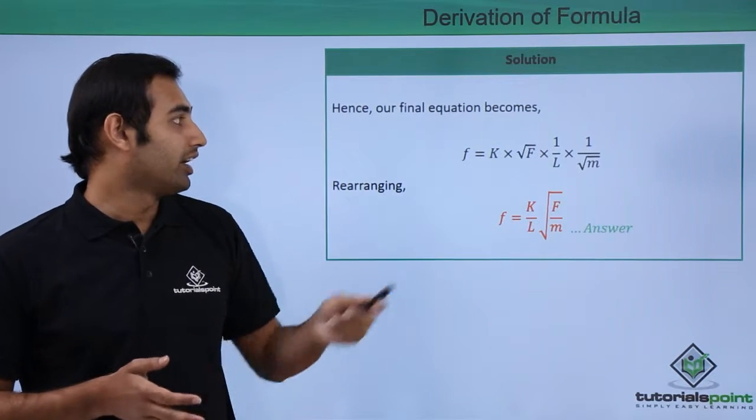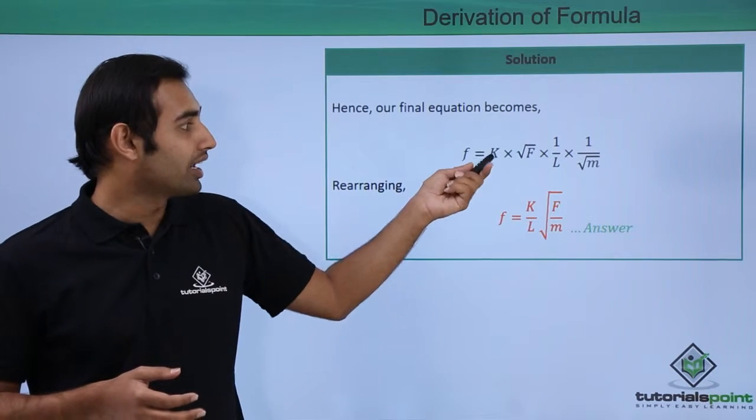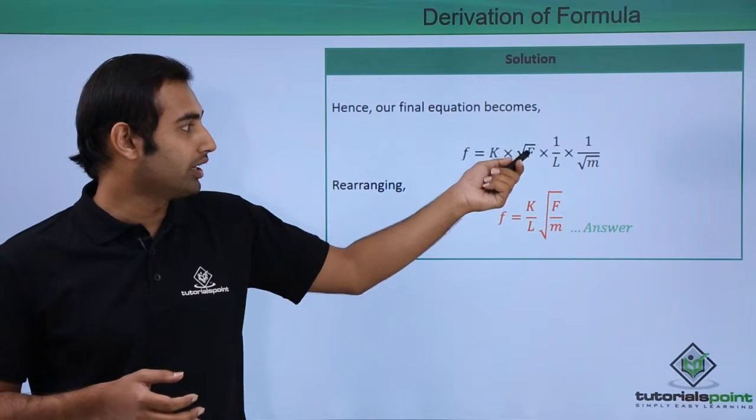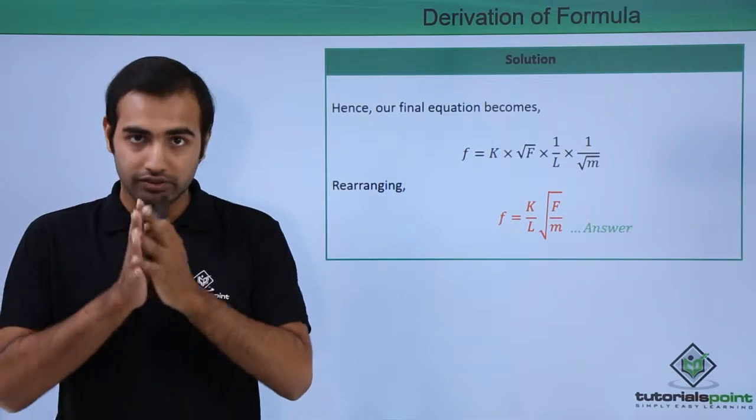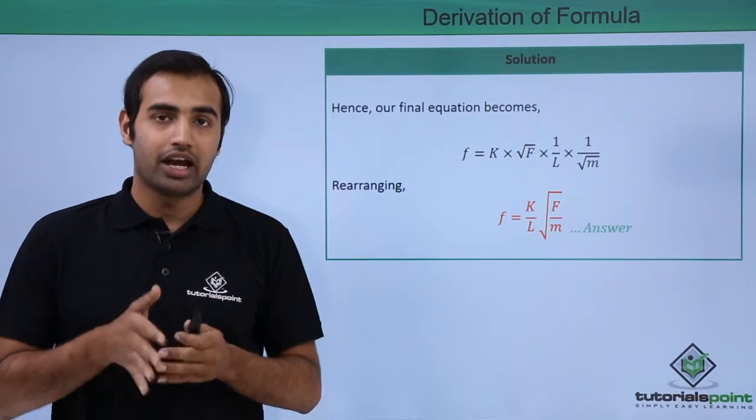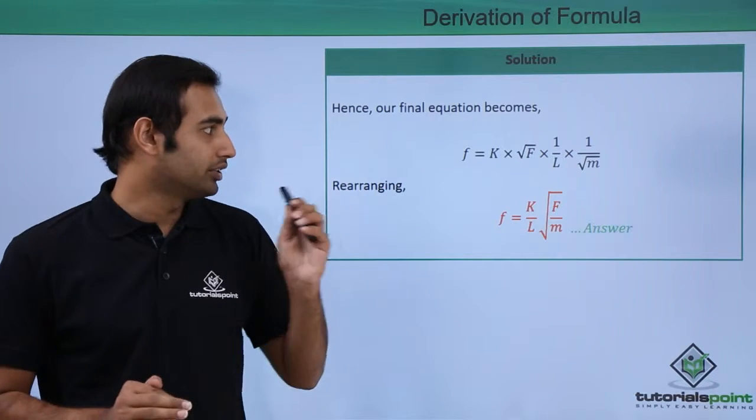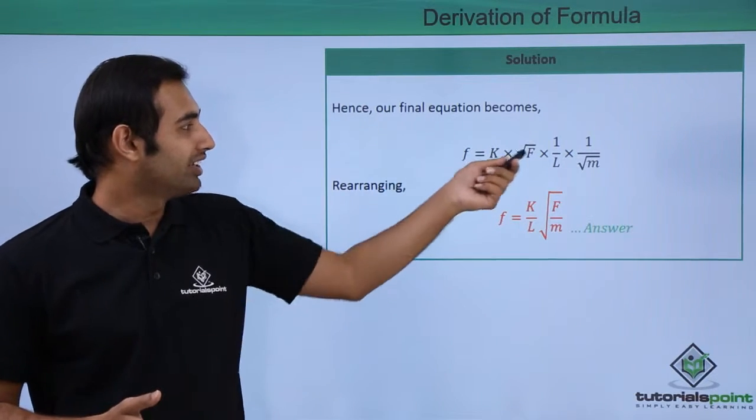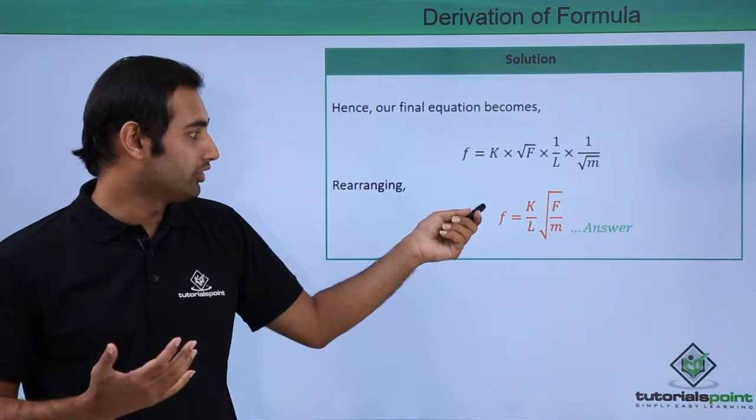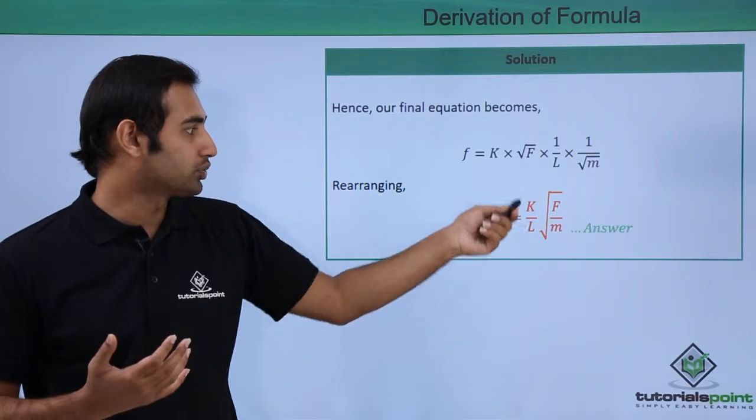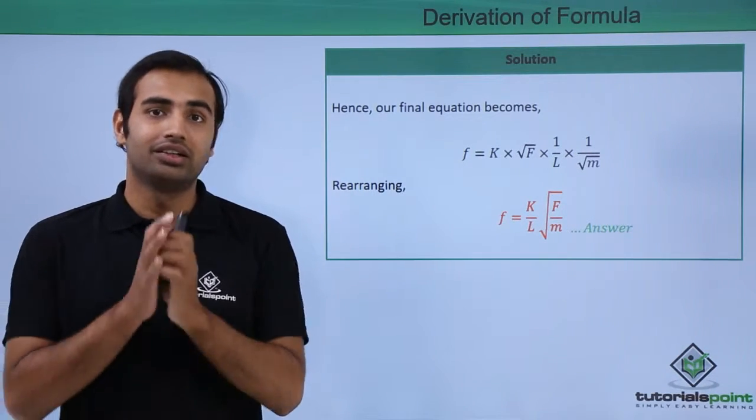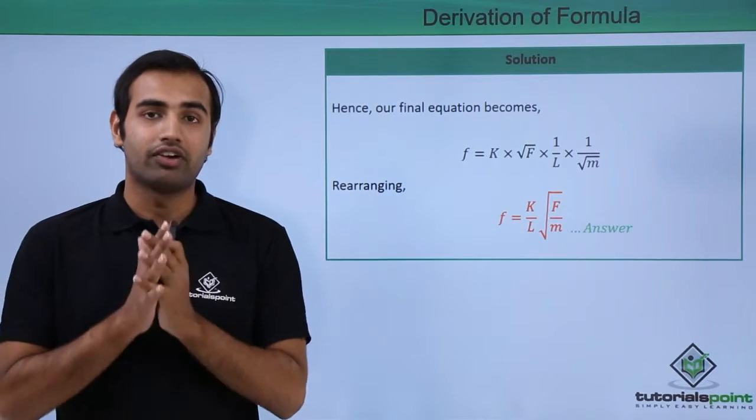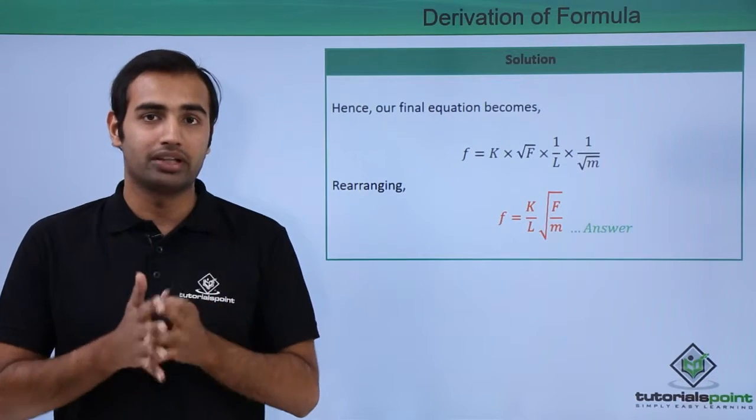So carrying ahead, our final equation becomes K into square root of F into 1 by L into 1 by square root of mass per unit length. Now what we did here is we went back to the original equation and we put the values of a, b and c in the original equation. Now if we rearrange the terms and write it nicely, we get frequency as K upon L into square root of F by m, which is our answer. K over here is a dimensionless constant. The value of the same we can obtain by experiments.